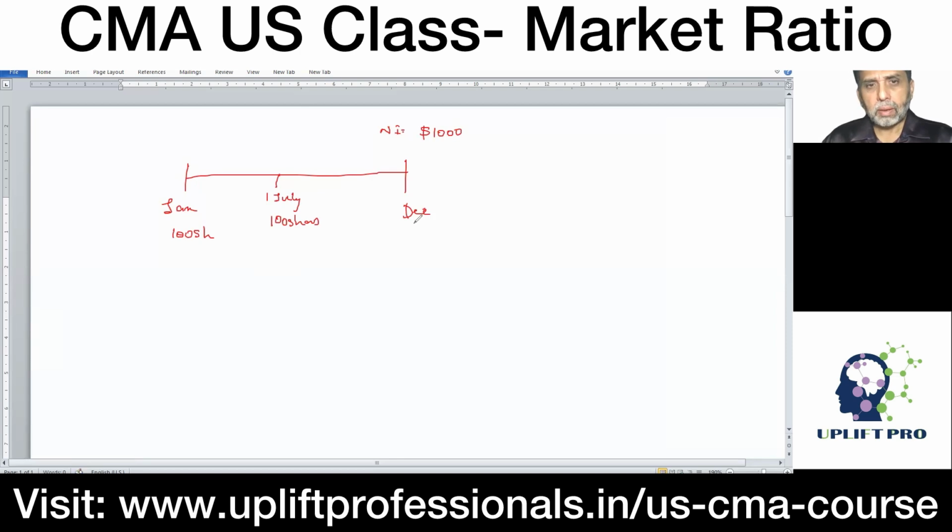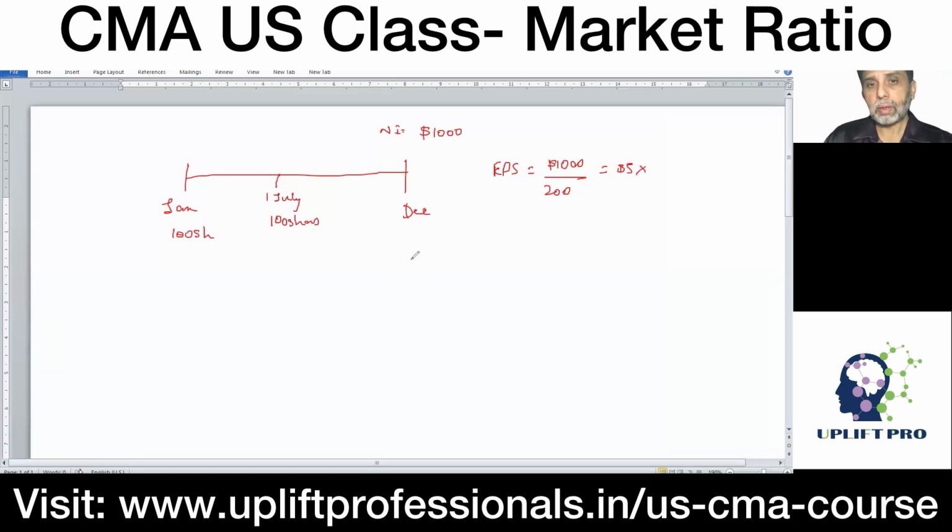Fine. But how much is the EPS now? Can you calculate? The total number of shares as of end of December will be 200. But how much will you calculate the EPS? Don't do 1,000 by 200 because totally there are 200 shares. If you do that, how much will you get? You will get 5, right?